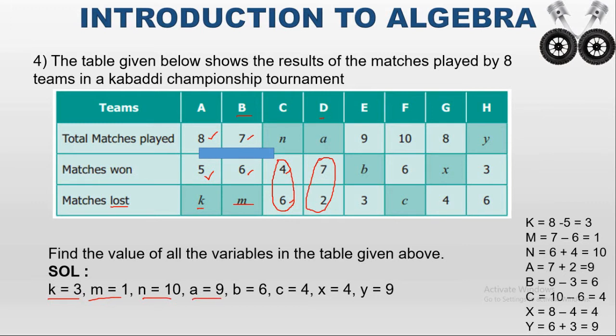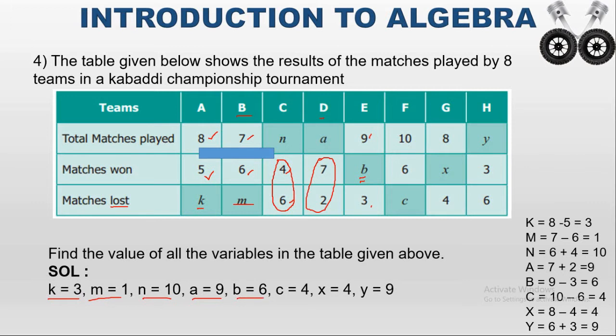Then for team E, they gave the total matches played as well as the matches lost, but they didn't give the matches won. That means you have to subtract. So 9 minus 3, you will get the matches won, that is B value. So B value equal to 9 minus 3, that is 6.